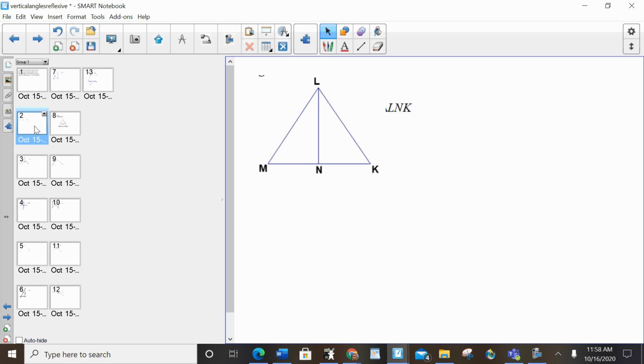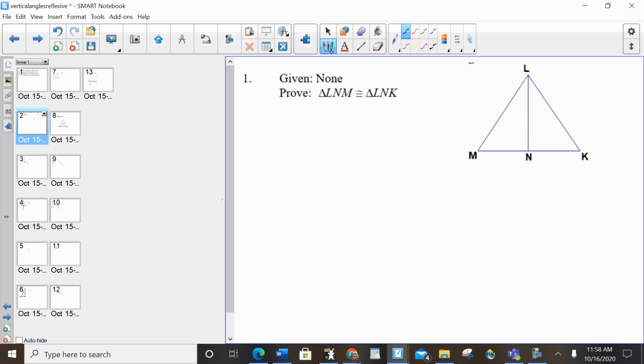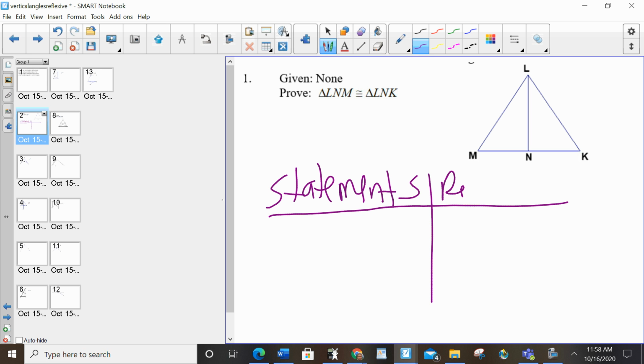So we're going to start with reflexive property. Reflexive property is when we have a side or an angle that's in both triangles. So I'm going to write my statements, reasons. Everything on this assignment is going to be one statement, one reason. There's no givens. Now what I'm doing is I'm asking you to prove these triangles. All I'm basically saying is to look at these triangles.